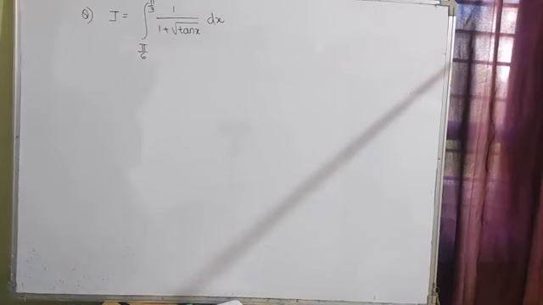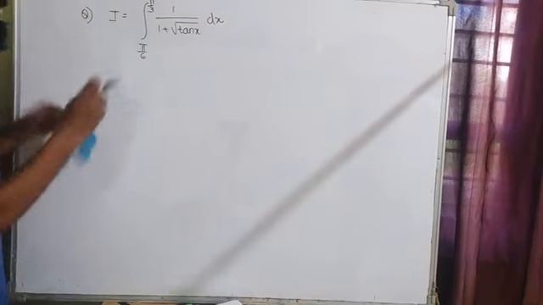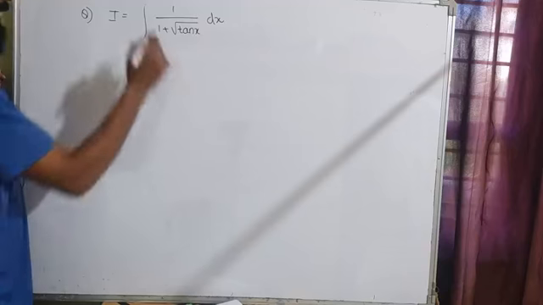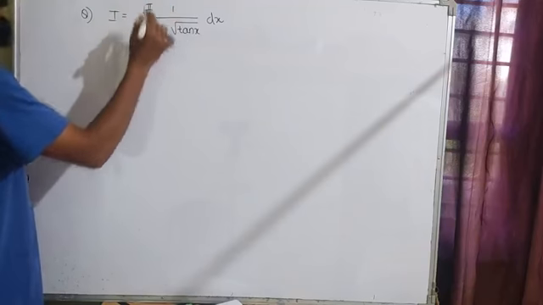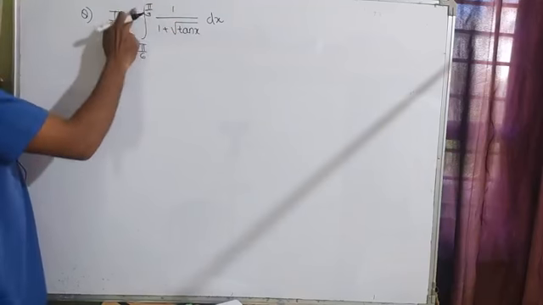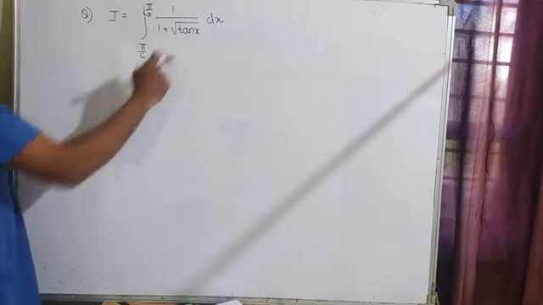Well dear students, the next question here is integral I from pi by 6 to pi by 3 of 1 divided by 1 plus root tan x into dx.